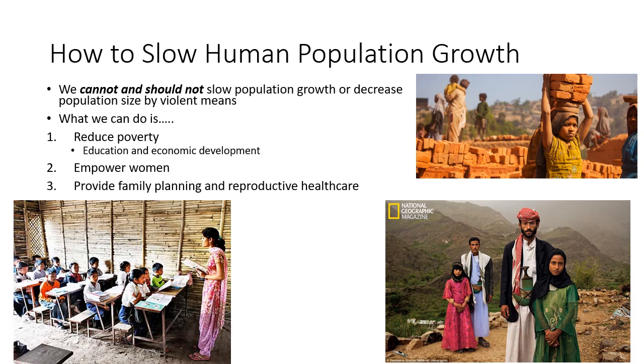So some ways to slow human population growth. Now, the first time that I taught AP Environmental Science, I just put this question out to the class. I was like, how can we reduce the number of people on the planet? And everybody was silent. And there was this one girl that very tentatively raised her hand, and she was like, you mean like genocide?